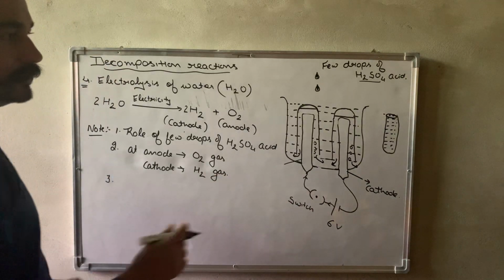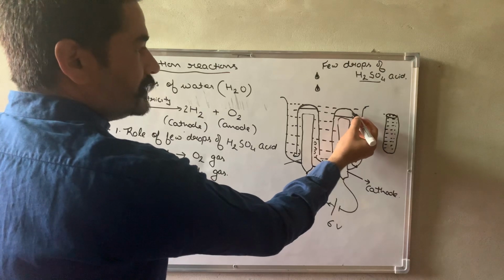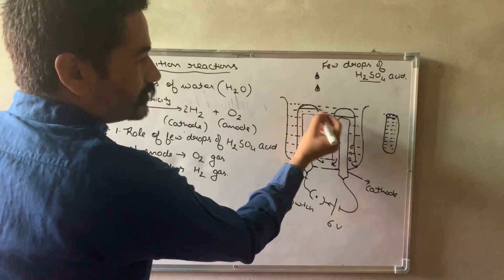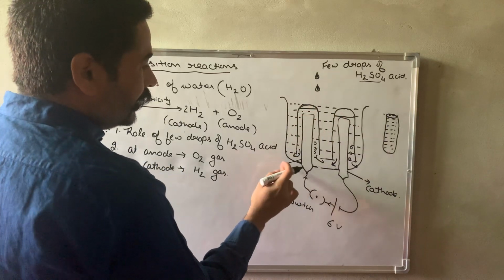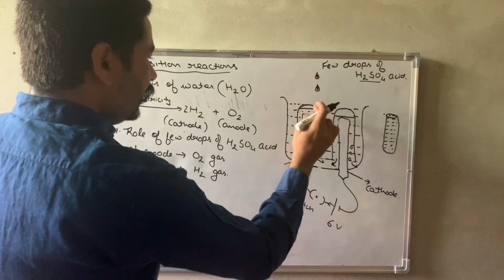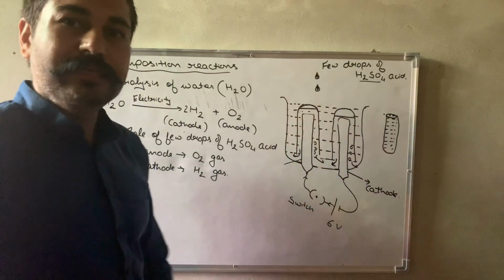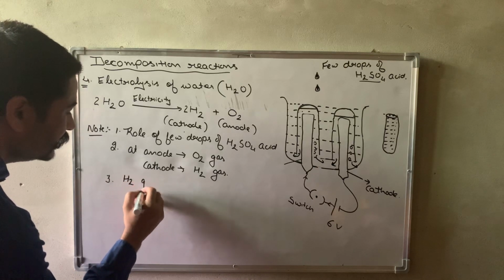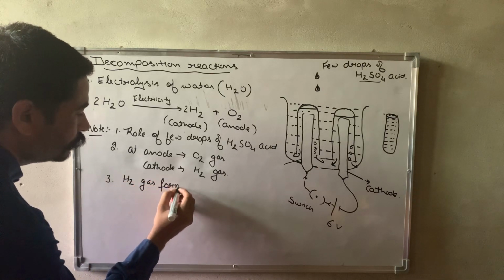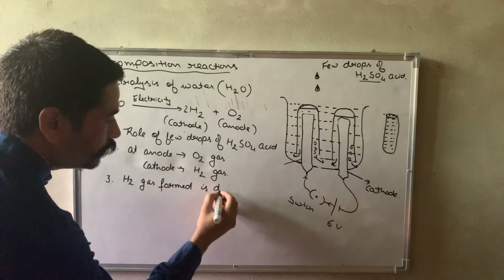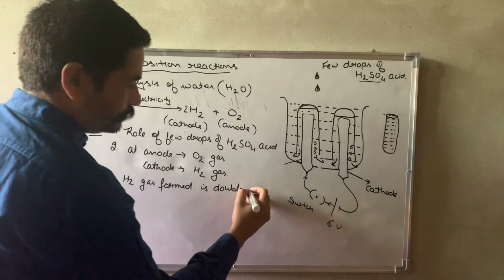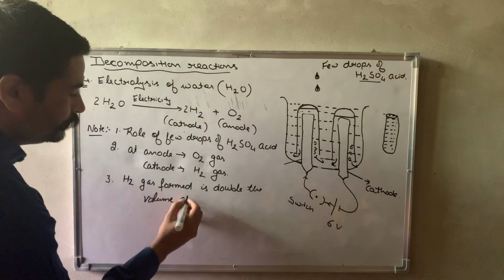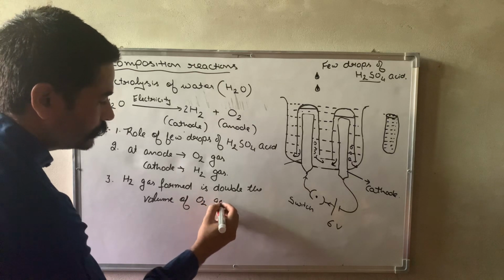Third. Now you will observe that the hydrogen gas formed is double the volume of oxygen gas. That's why I previously rubbed it. Okay. So the oxygen gas formed, which is collected at anode, is half the volume. This hydrogen gas formed is double the volume. Okay. So this is the third note point. H2 gas formed is double the volume of oxygen gas formed.